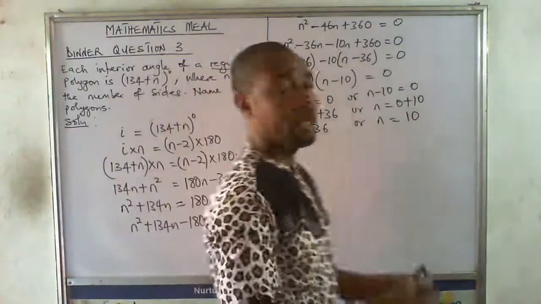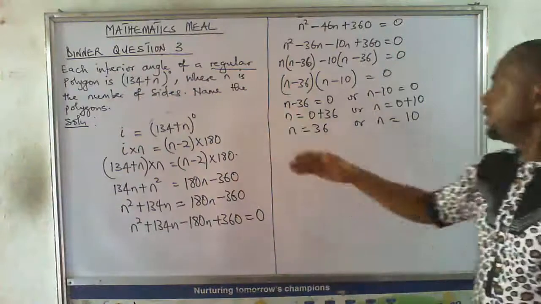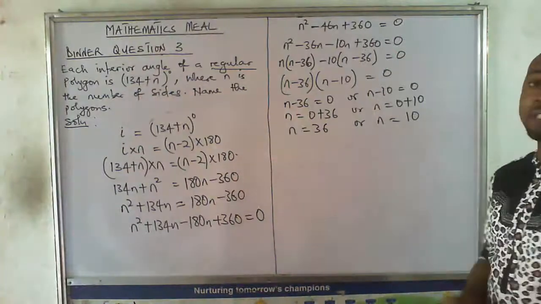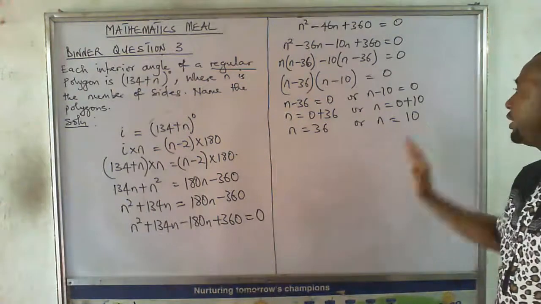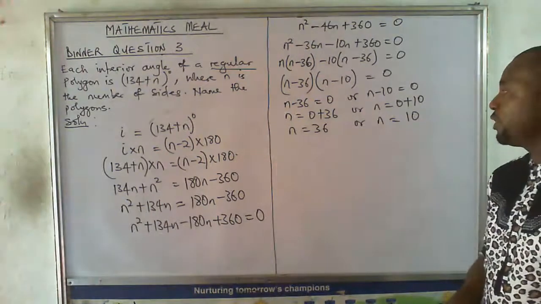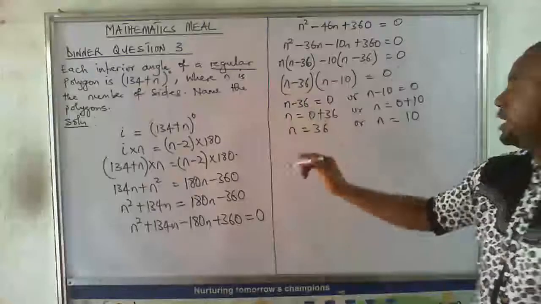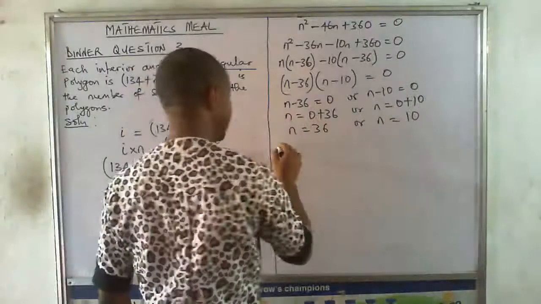So the polygons are a 36-sided polygon and a 10-sided polygon. You see that it's a 36-sided polygon, or a 10-sided polygon. So if it is 36-sided, what's the name?